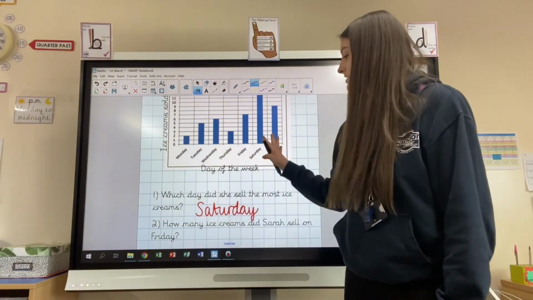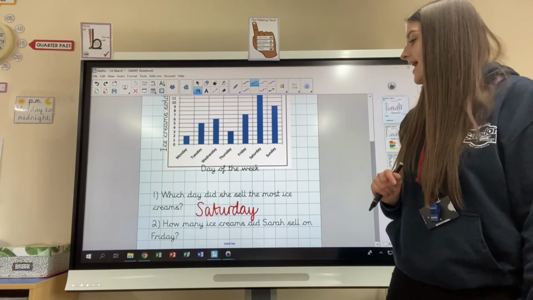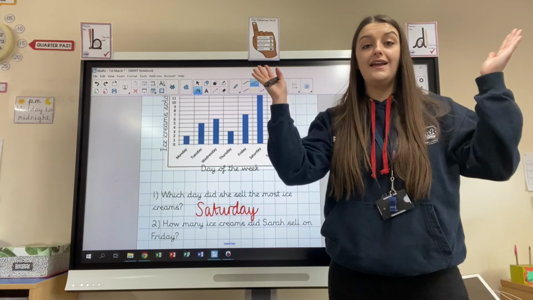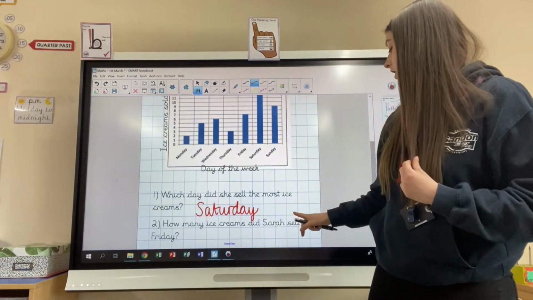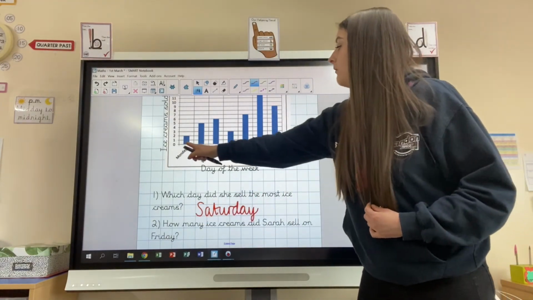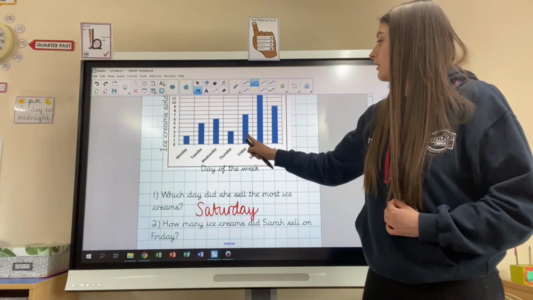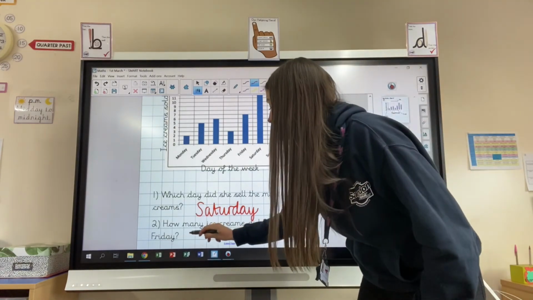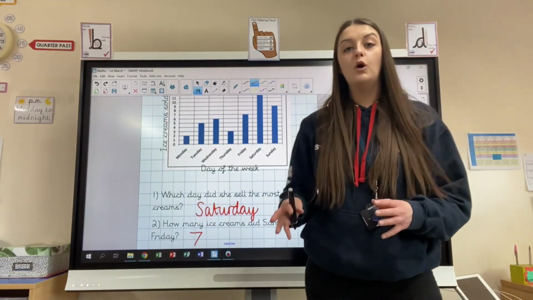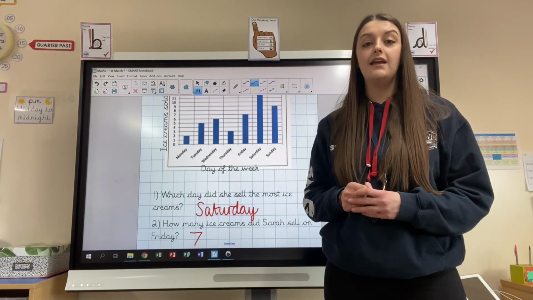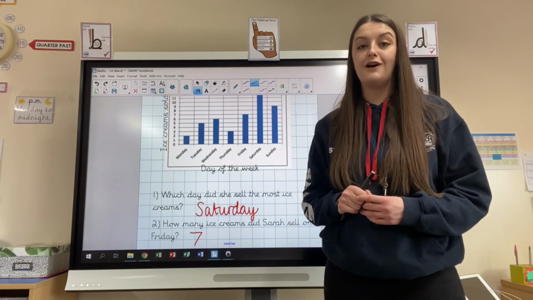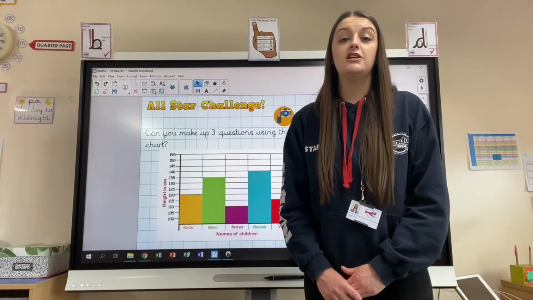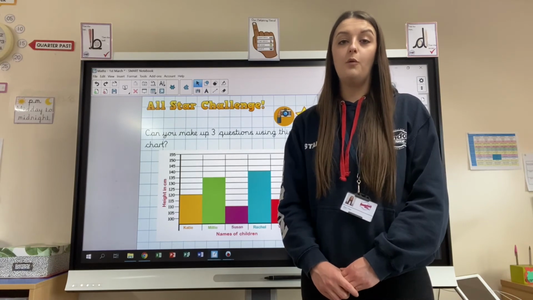Another question I've got based on this. How many ice creams did Sarah sell on Friday? Remember to use your x-axis and your y-axis to help you. So on Friday, I'm going to go along the x-axis and I'm going to go up and across to the y-axis. She sold 7 ice creams, okay? So I'd like you to pause the video now and have a go at completing page 53 based on bar charts in your booklet. Right, so you should have just completed pages 52 and 53 in your maths booklets.